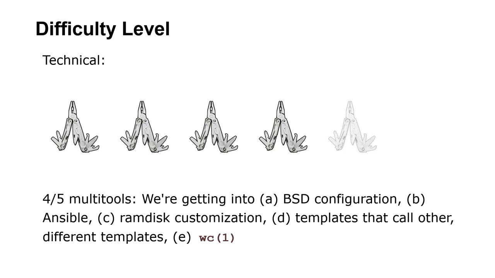I'll be touching on configuring an OS called BSD, which some of you may not be familiar with. It looks a lot like Linux, but it's not Linux. I'll also be diving into an automation tool called Ansible, customizing a RAM disk. What the heck is a RAM disk? Don't worry, we'll get there. And we'll be dealing with a bunch of template files, some of which call other template files. And at one point, I count words with the WC word count utility, so buckle up.